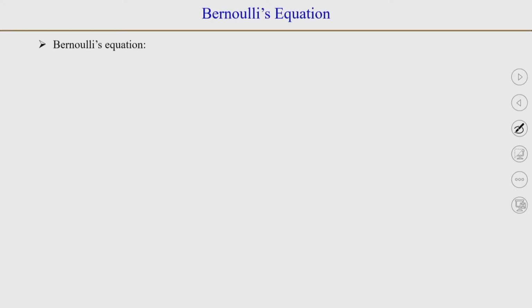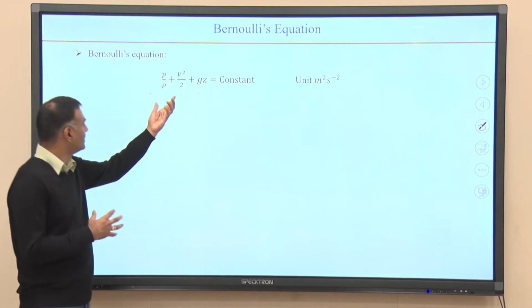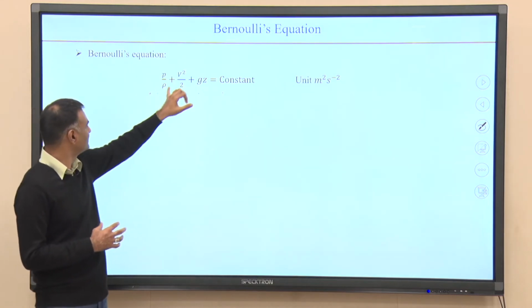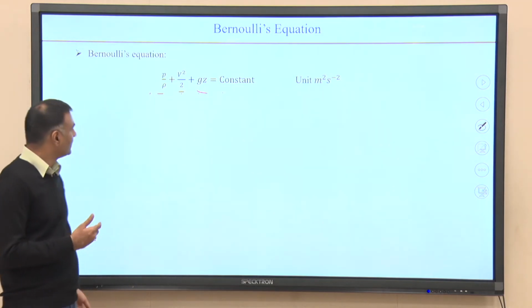So, let us look at Bernoulli's equation first, and we can write it in different forms. For example, we can write it as P by rho plus V squared by 2 plus G Z is equal to constant. So, we have seen it from the momentum perspective. We can also see this in terms of energy: this is the pressure energy, kinetic energy, and G Z, the gravitational or potential energy.